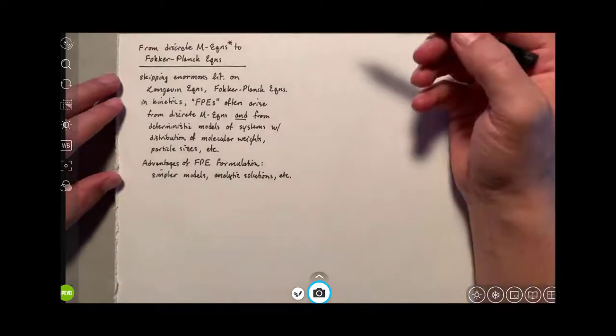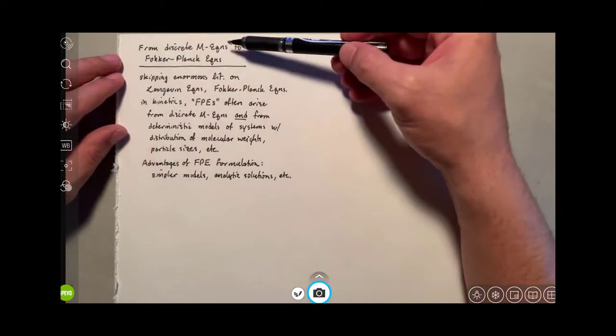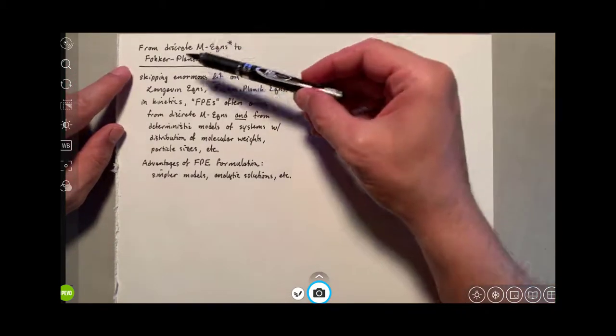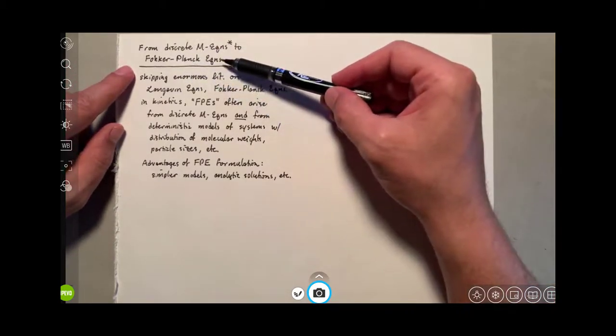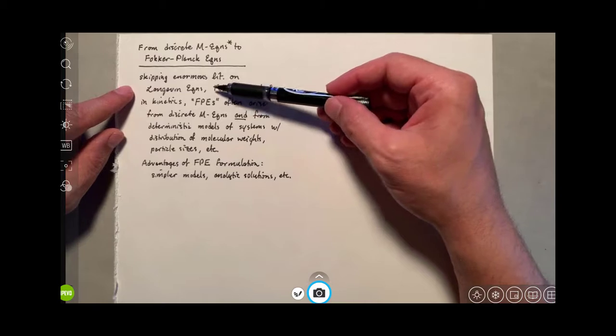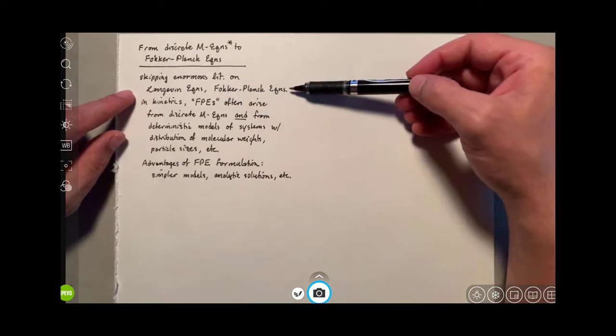Okay, in this lecture we're going to learn about converting discrete master equations, special discrete master equations, that's the asterisk here, into Fokker-Planck equations. And we haven't really talked about Fokker-Planck equations yet. There's an enormous literature that we're skipping, starting from Langevin equations and building Fokker-Planck equations from that route.